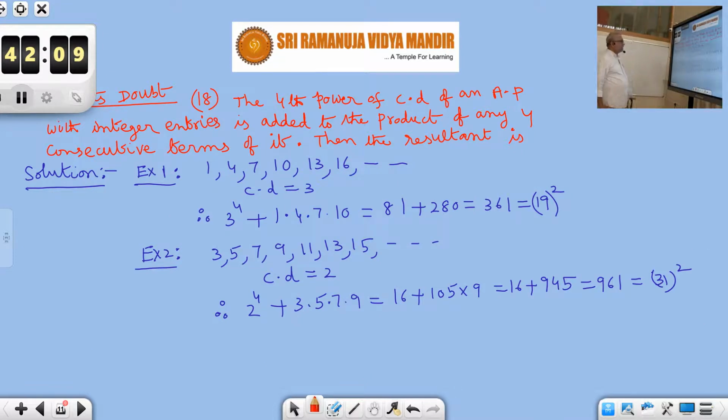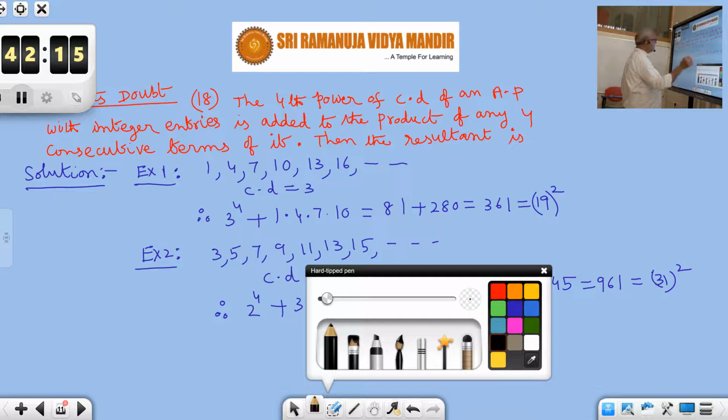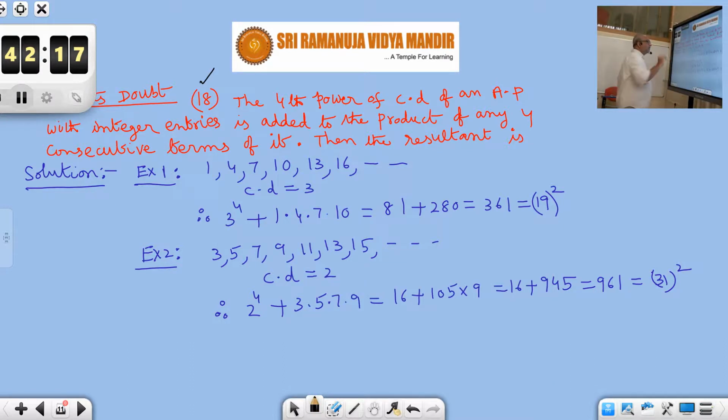Next, this is question number 18 from our assignment. A student has asked to explain this problem. What is this problem? Let us see. The fourth power of common difference of an AP with integer entries. That means all the terms of the AP are integers.